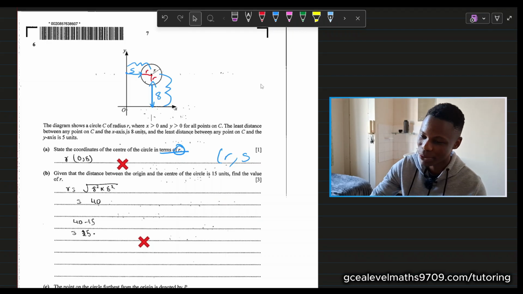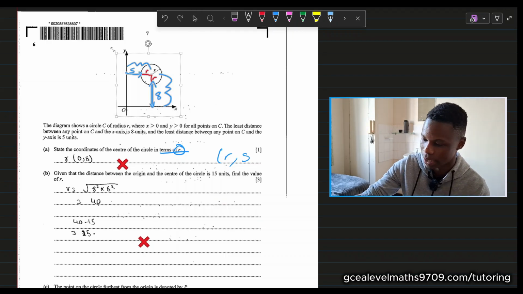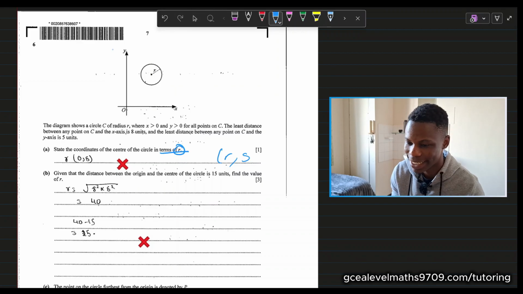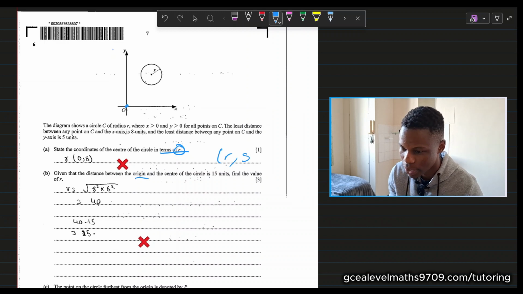Okay, for this one, the idea would be, again, just draw the diagram. The distance between the origin, so our origin is here, and the center of the circle. So the center of the circle is there. Join the 2 points, that distance is equal to 15. And then once you're here, you just play around with it. Remember the lines that I removed here. We had this part was radius, and then going downwards, we knew that this distance was the least distance from the x-axis, so that was 8 units.